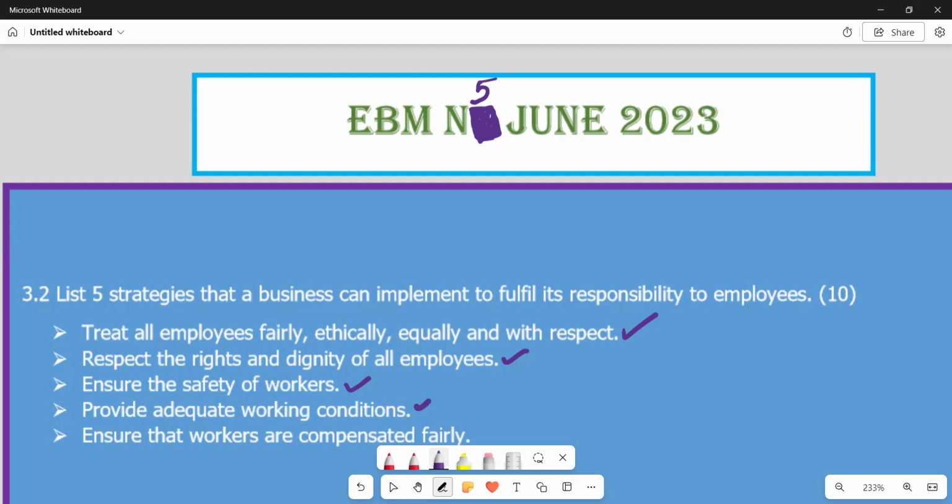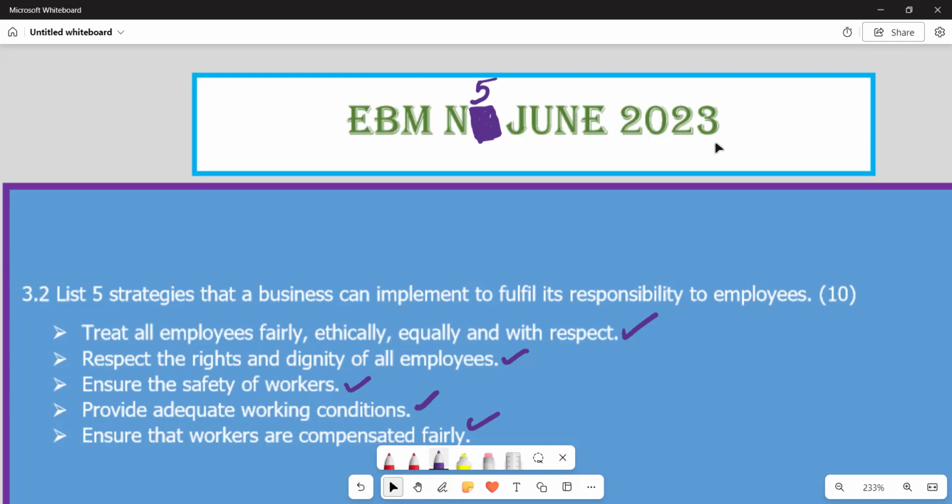Very important. Then the last point: ensure that workers are compensated fairly. Compensation is also important in terms of salaries and wages. We are talking about the issue of bonuses. Are they up to standard, in line with other businesses that are operating at the same level? So this is what we have in terms of strategies that a business can implement to fulfill its responsibility to employees, giving us our 10 marks.